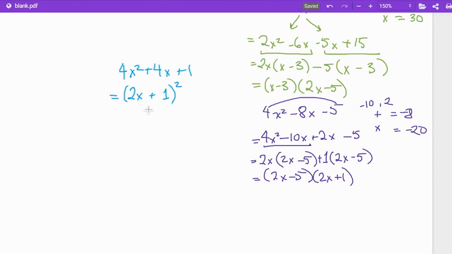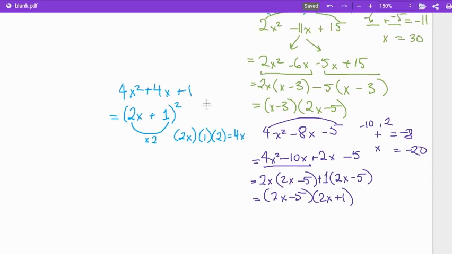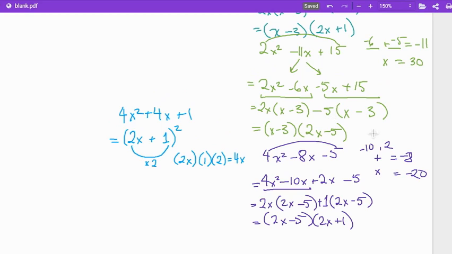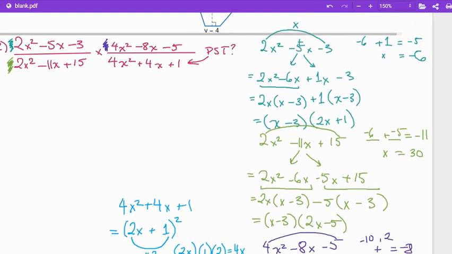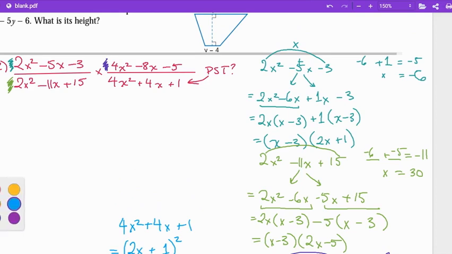And the way that I check is I check if the middle term is the result of the product, the multiplication, of these terms doubled. 2x times 1, right? So I'm saying 2x times positive 1 times 2, to double it. And yes, that gives me 4x positive. So as such, it's a perfect square trinomial. And if you didn't catch that and you use decomposition, you will end up with the same factors.